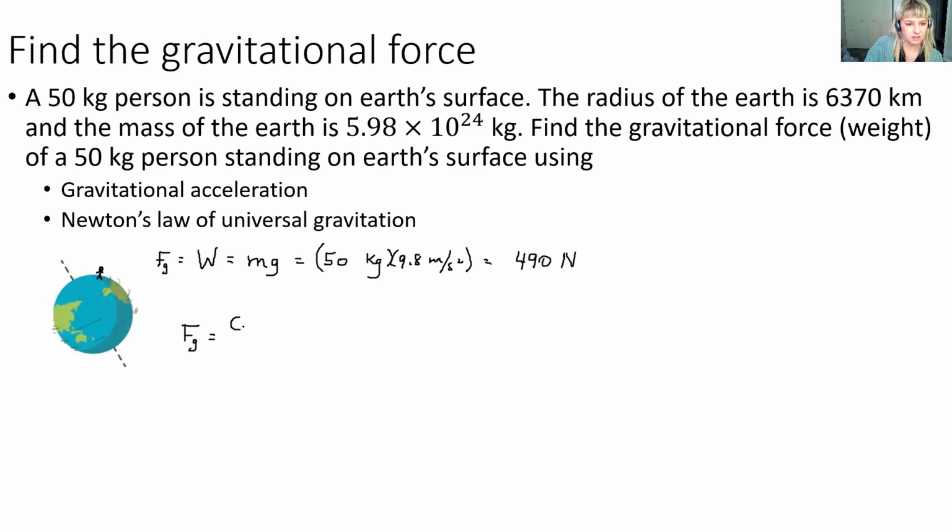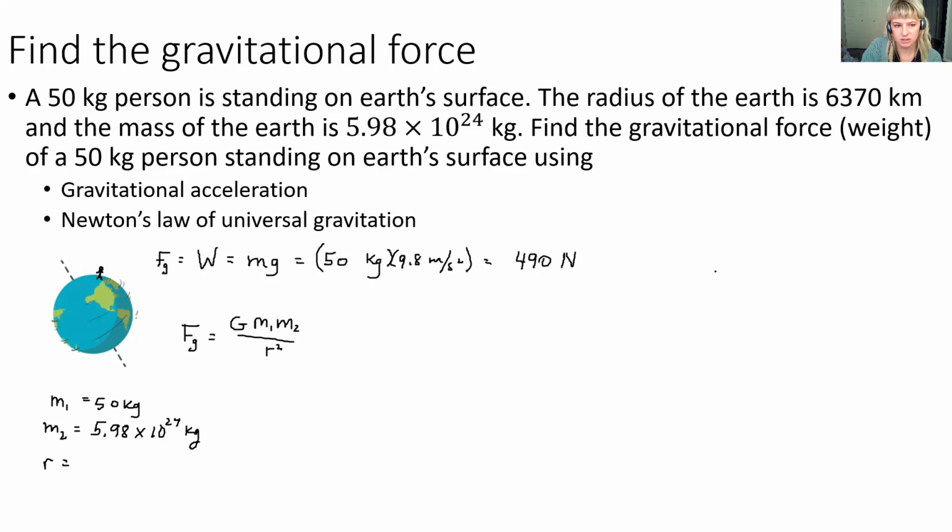Newton's law of universal gravitation is capital G m1 m2 over r squared. We know capital G is a constant. Let's call m1 the mass of the person, 50 kilograms. m2 is the mass of planet Earth, right? We're trying to find the gravitational force on the person due to planet Earth. So these two masses are the mass of the person and the mass of the Earth. m2 is going to be the mass of the Earth, 5.98 times 10 to the 24th kilograms. And r is the distance between the two objects' centers, right?